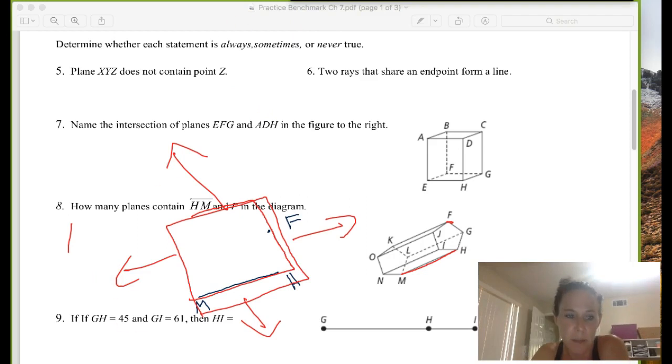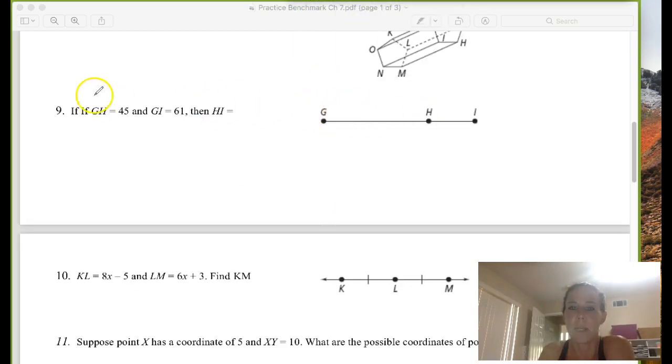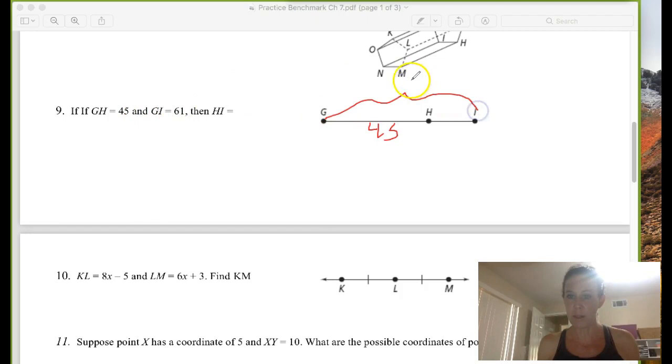Let me clear this off. All right, this one's simple segment addition. Okay, so number 9 is simple segment addition. They tell you the measure of GH, and there's no bar, so the measure of GH is 45, and the measure of GI, so that segment is 61. And you just have to find HI.